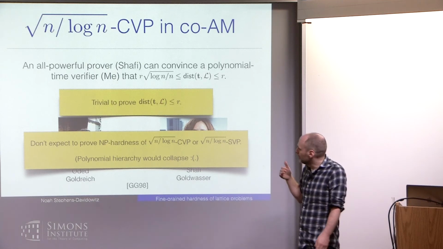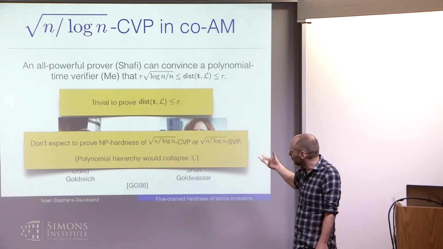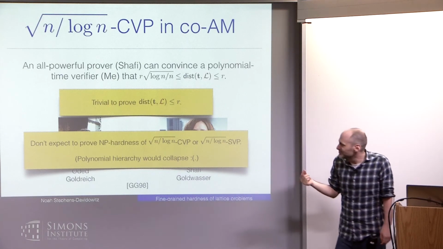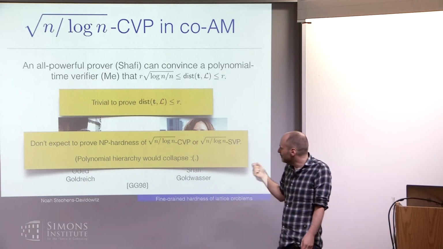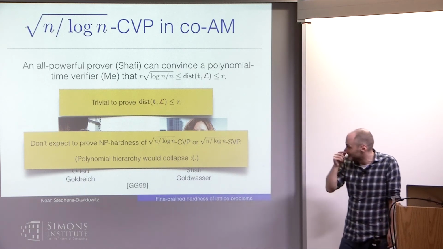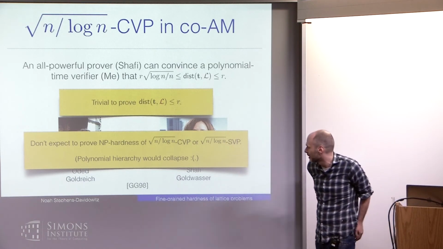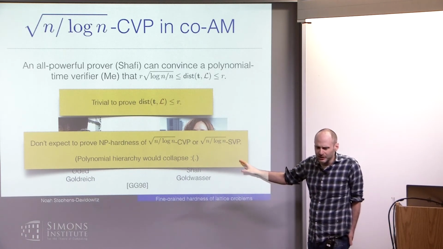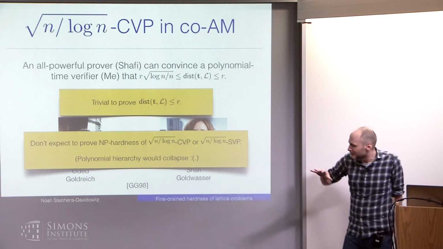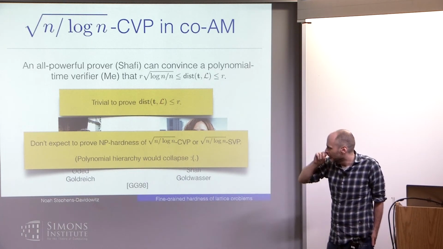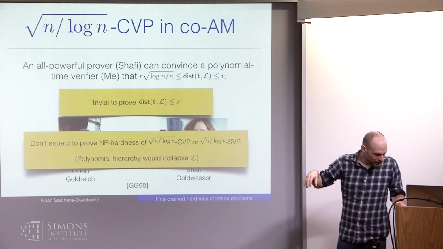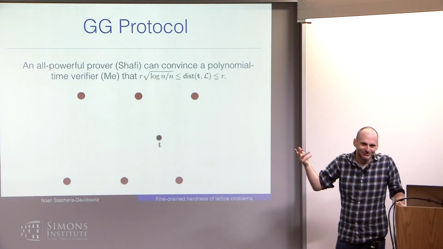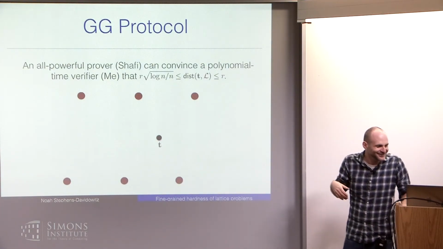And what this means, why I call this a lower bound for lower bounds, is that we don't expect to prove NP hardness for root n over log n CVP, or also root n over log n SVP, because if we did, then the polynomial hierarchy could collapse, which basically means complexity theorists would be very upset with you. So we don't expect to do this. People didn't like that joke.